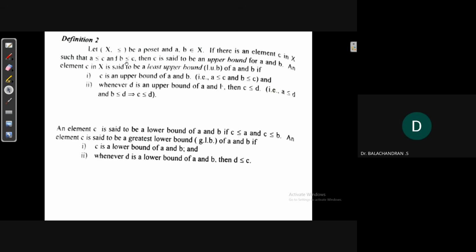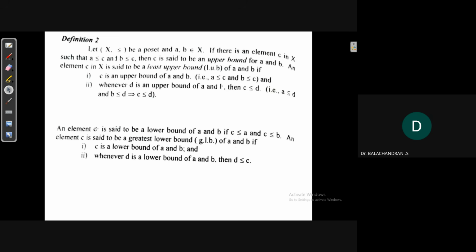An element c in X is said to be a least upper bound of a and b if, first, c is an upper bound of a and b, and whenever d is an upper bound of a and b, then c should be less than or equal to d. So first c is an upper bound, and among the upper bounds of a and b, c should be least. That is the second condition.